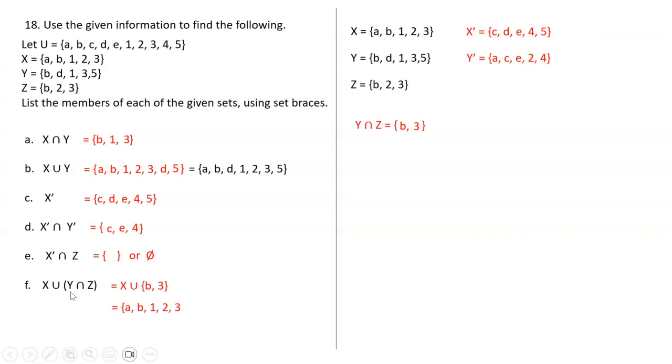Now we go to the Y intersects Z. If it's already there, we're not going to put it twice. But if it's not there, we're going to put it down. Is a B there? Yes, it is. Is a 3 there? Yes, it is. So then this is my result. A, B, 1, 2, 3.